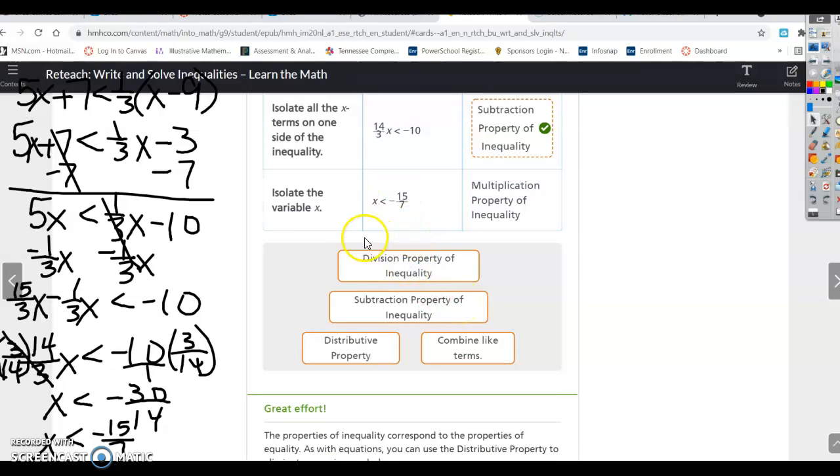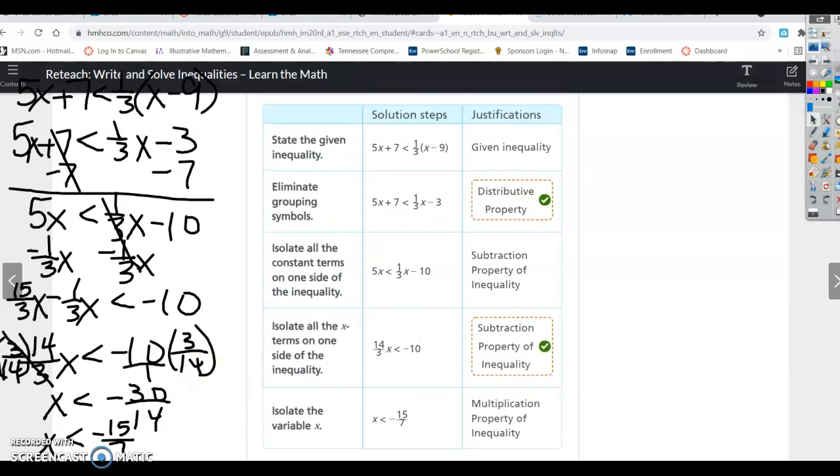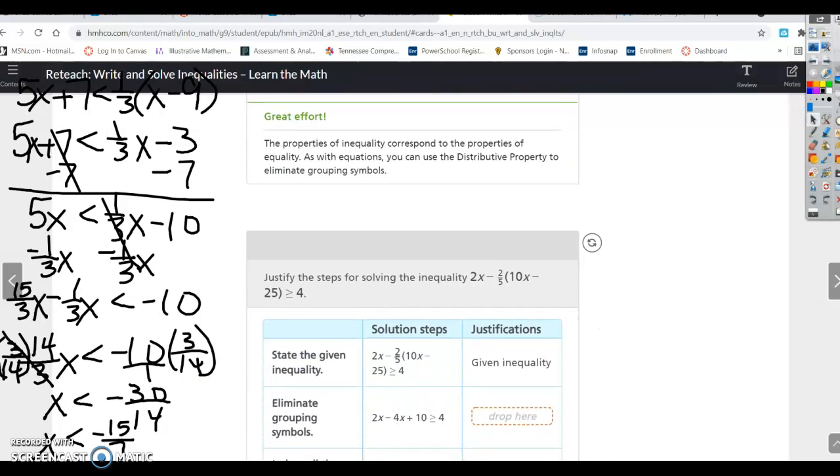And then the last term, again, they skipped this step here by reducing the fraction, and they went straight to that. All right, so if you have any questions, let me know.